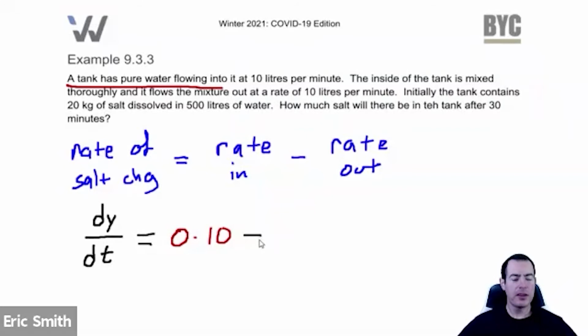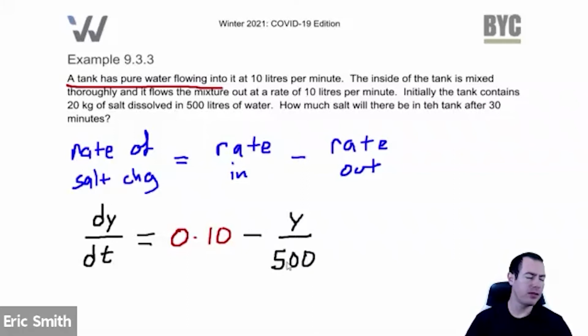Now the rate out is going to be the interesting part of this one. The rate out is going to depend on how much salt is actually in the tank. After it gets in there, mixed around and combined with what the water is already there, it's going to start leaving the tank. So this is essentially a measure of what's in the tank right now. What is its current concentration? That'll be its current amount of salt, which I'm going to call y, and we have 500 liters of water. So it's however many kilograms of salt we have in there divided by 500. And this is flowing out at a rate of, again, 10 liters per minute, so we are going to multiply that by 10.